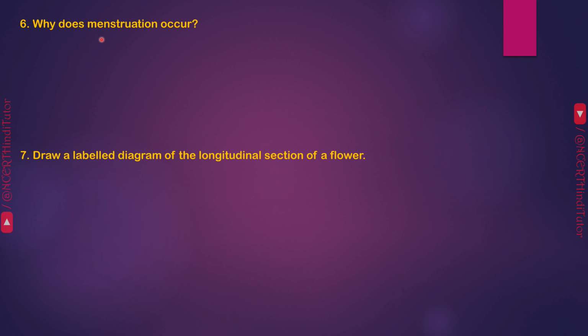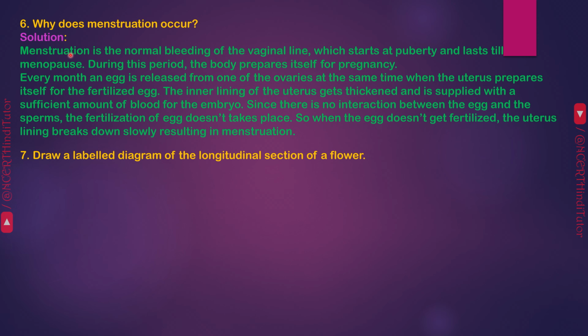Question 6. Why does menstruation occur? Answer. Menstruation is the normal bleeding of the vaginal lining which starts at puberty and lasts till menopause. During this period, the body prepares itself for pregnancy. Every month, an egg is released from one of the ovaries at the same time when the uterus prepares itself for the fertilized egg. The inner lining of the uterus gets thickened and is supplied with a sufficient amount of blood for the embryo. Since there is no interaction between the egg and the sperms, the fertilization of the egg doesn't take place. So when the egg doesn't get fertilized, the uterus lining breaks down slowly, resulting in menstruation.